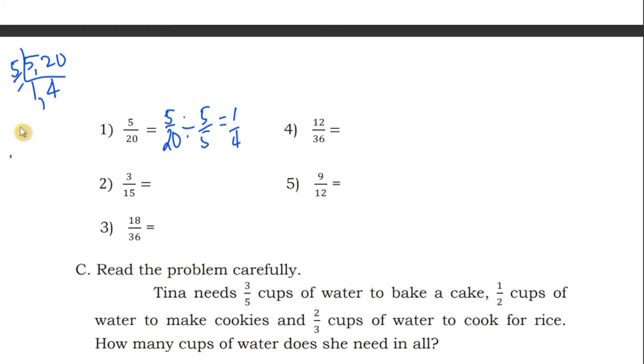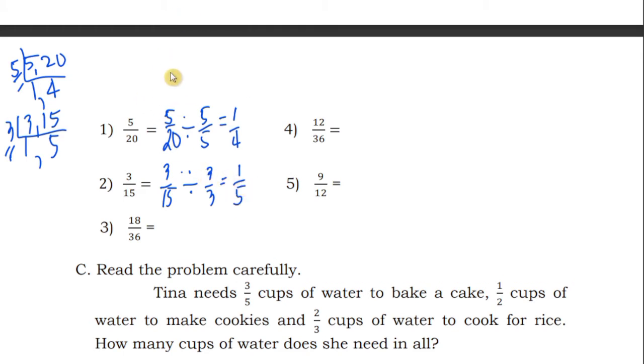Then we have here 3 over 15. As we reduce it, this is divisible by 3. So 3 divided by 3 is 1, and 15 divided by 3 is 5. Therefore, the GCF here is 3. So we have 3 over 15 divided by 3 over 3, and we have 1 over 5.